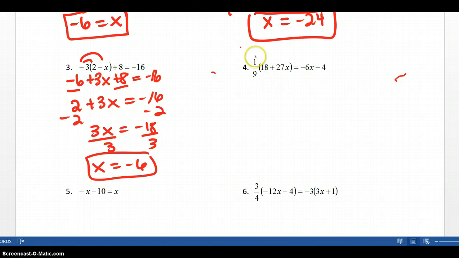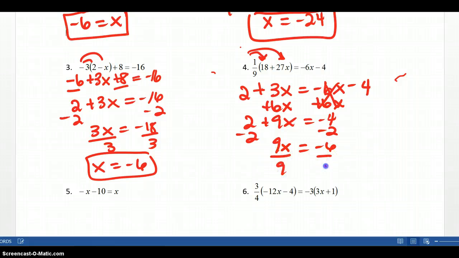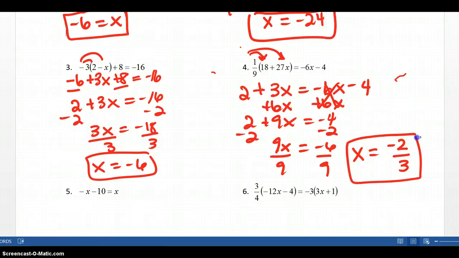Over here for number 4, we're going to distribute again. So it's like we're dividing each of these numbers by 9. 18 divided by 9 is 2. 27 divided by 9 will be 3x. Now our goal is to get the x's on one side and our numbers on the other side. And I like to keep my x's positive. So we add 6x to both sides. So I have 2 plus 9x equals negative 4. We subtract 2. 9x equals negative 6. Divide by 9. And x will equal negative 2 over 3, because we can divide both 6 and 9 by 3.